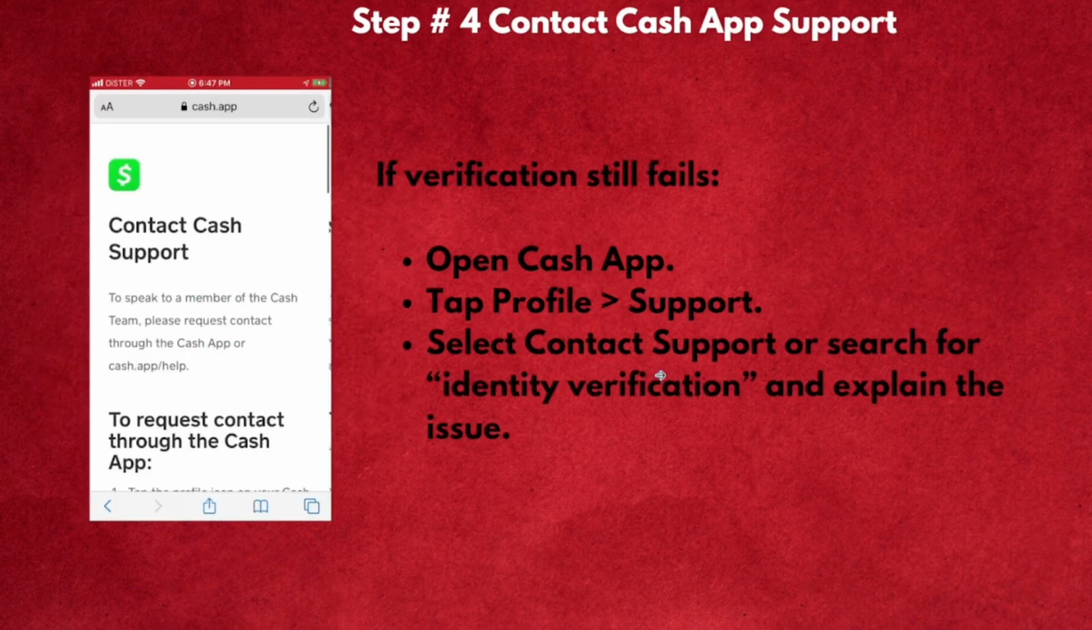And lastly, if the verification still fails, then we have to contact Cash App support. To do that, just open Cash App, tap your profile, and then go to support. Select contact support or search for identity verification, and explain the issue or your concern. And that's basically it.